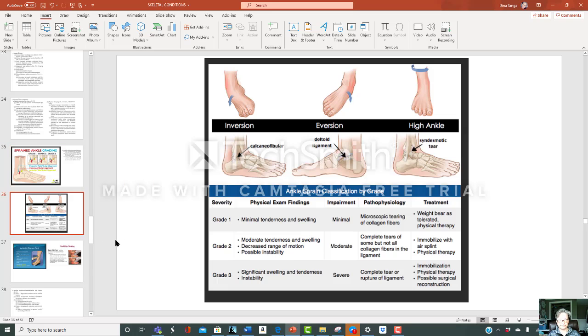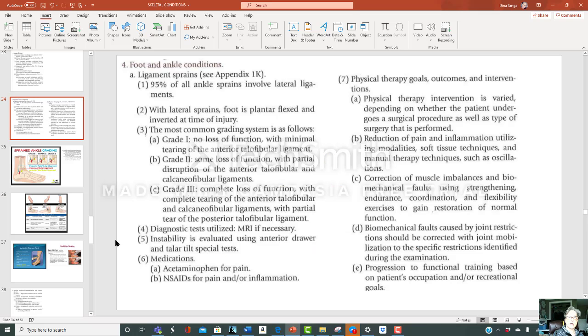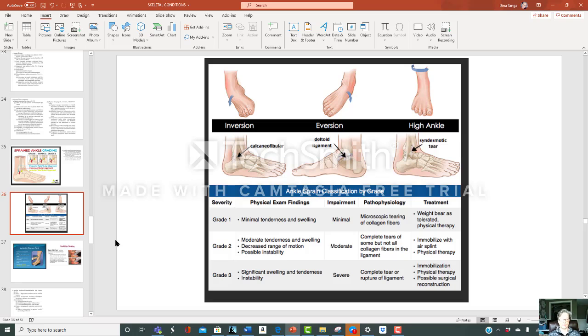Another picture. So inversion, like the slide before said, plantar flexion and inversion. Lateral sprain is the most common, with 85% of all ankle sprains involving the lateral ligaments. So there you go.